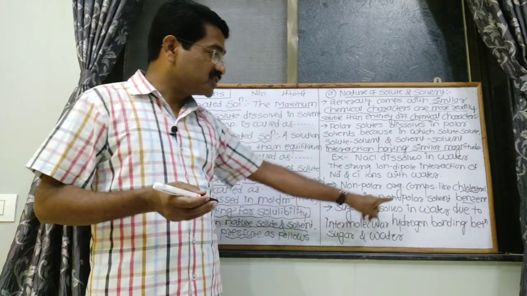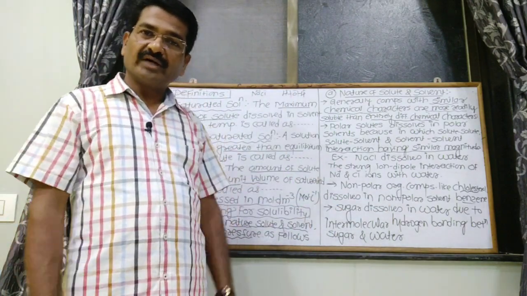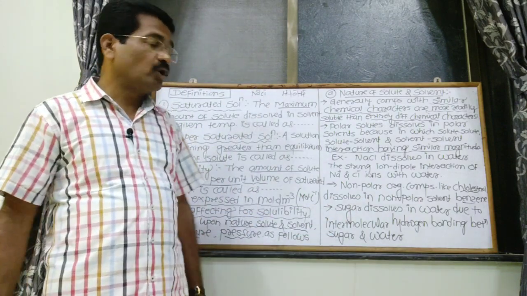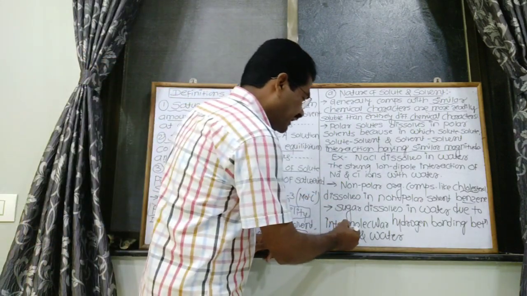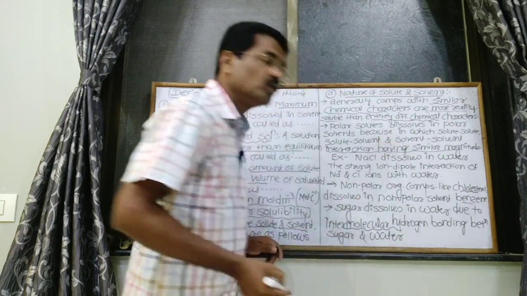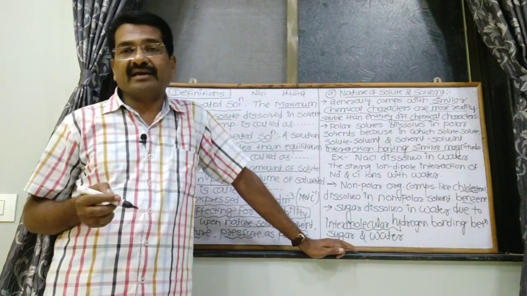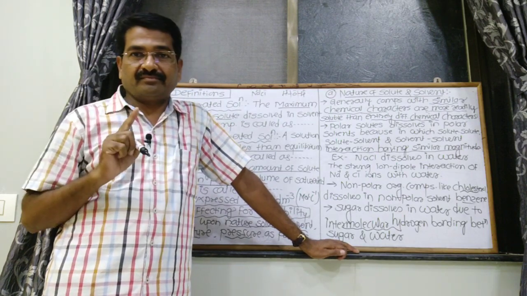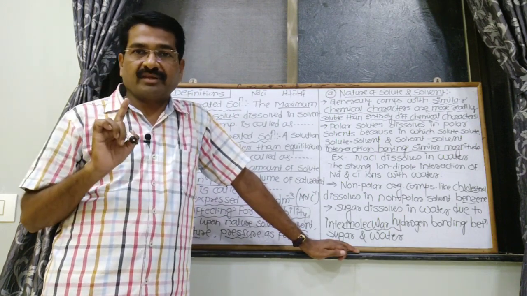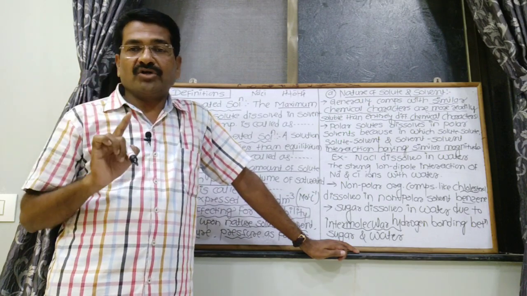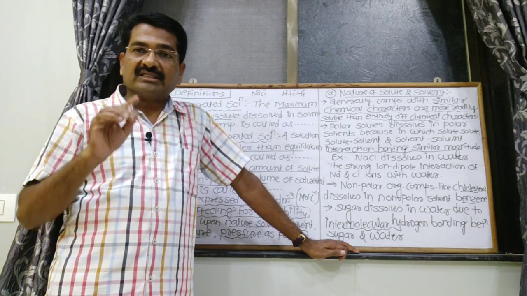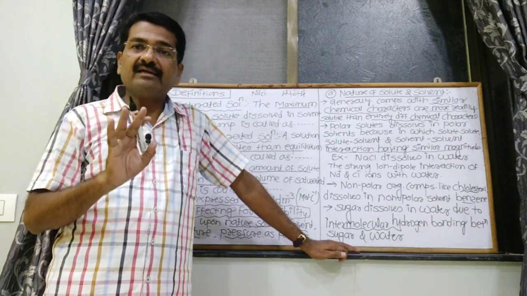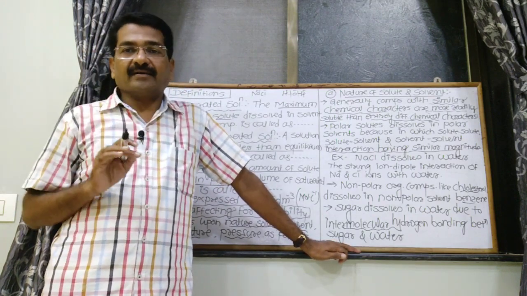So sugar can dissolve in water due to intermolecular hydrogen bonding. Which bonding? Intermolecular hydrogen bonding between sugar and water. Intra and inter are different words. Intramolecular hydrogen bonding means what? The hydrogen bonding within that molecule. Within that molecule is called intra.